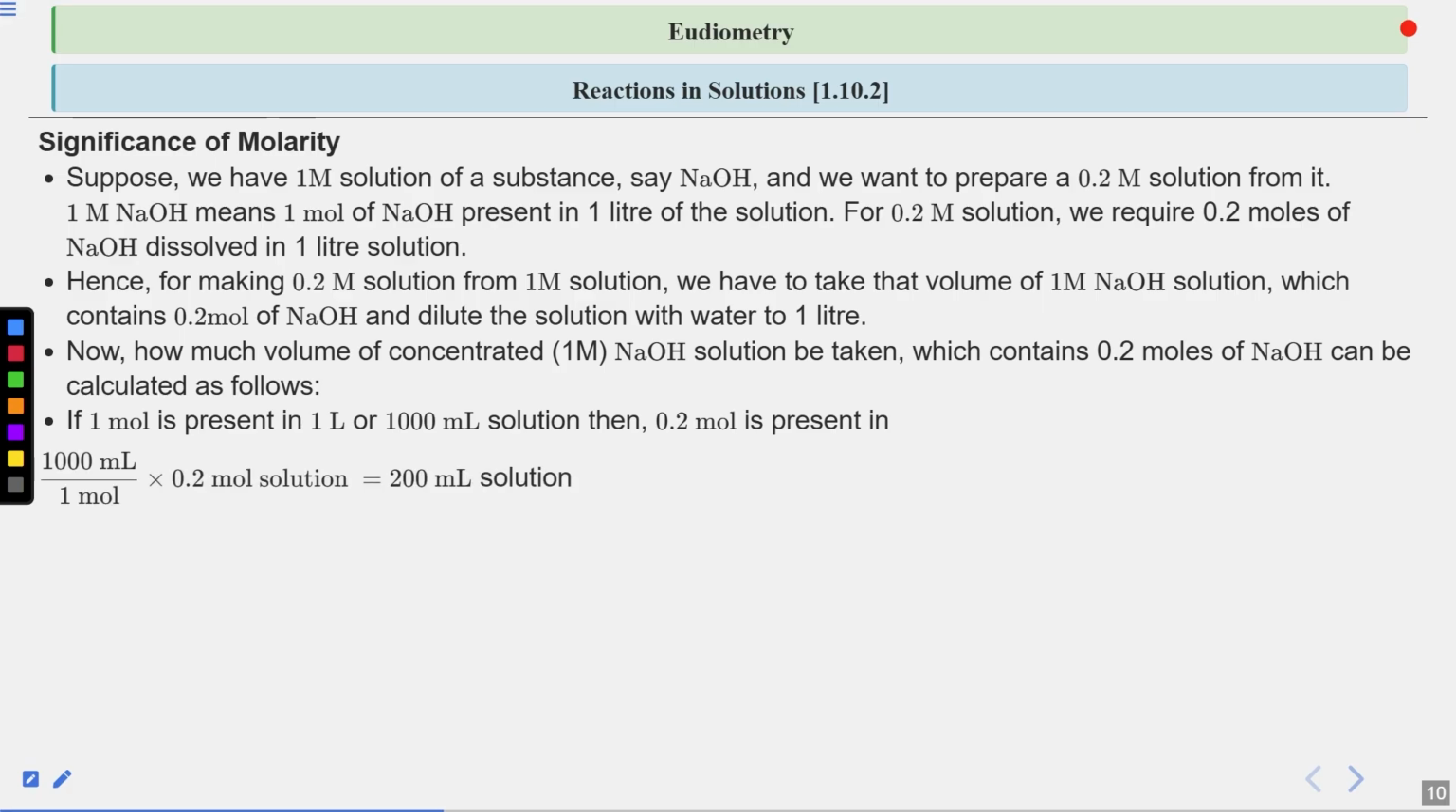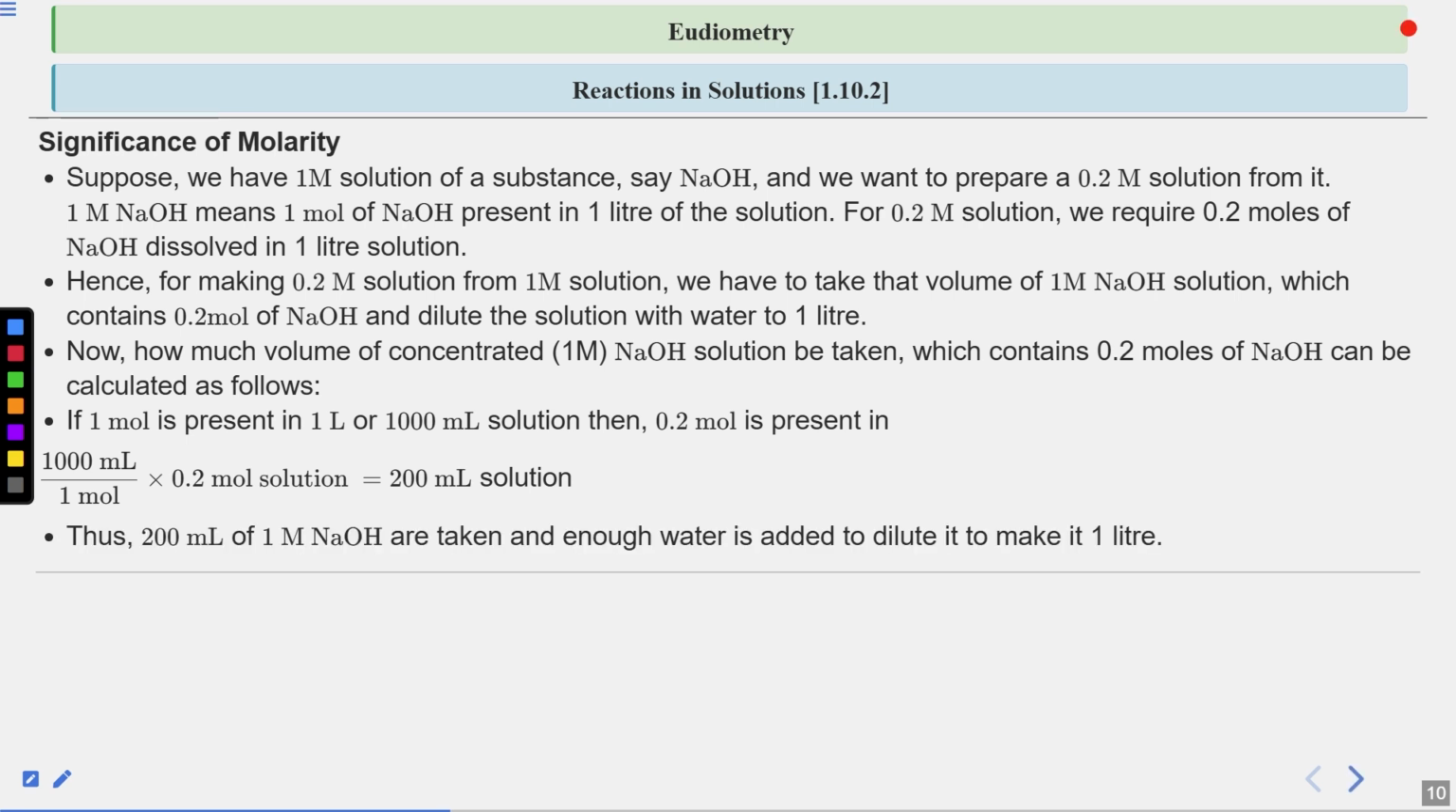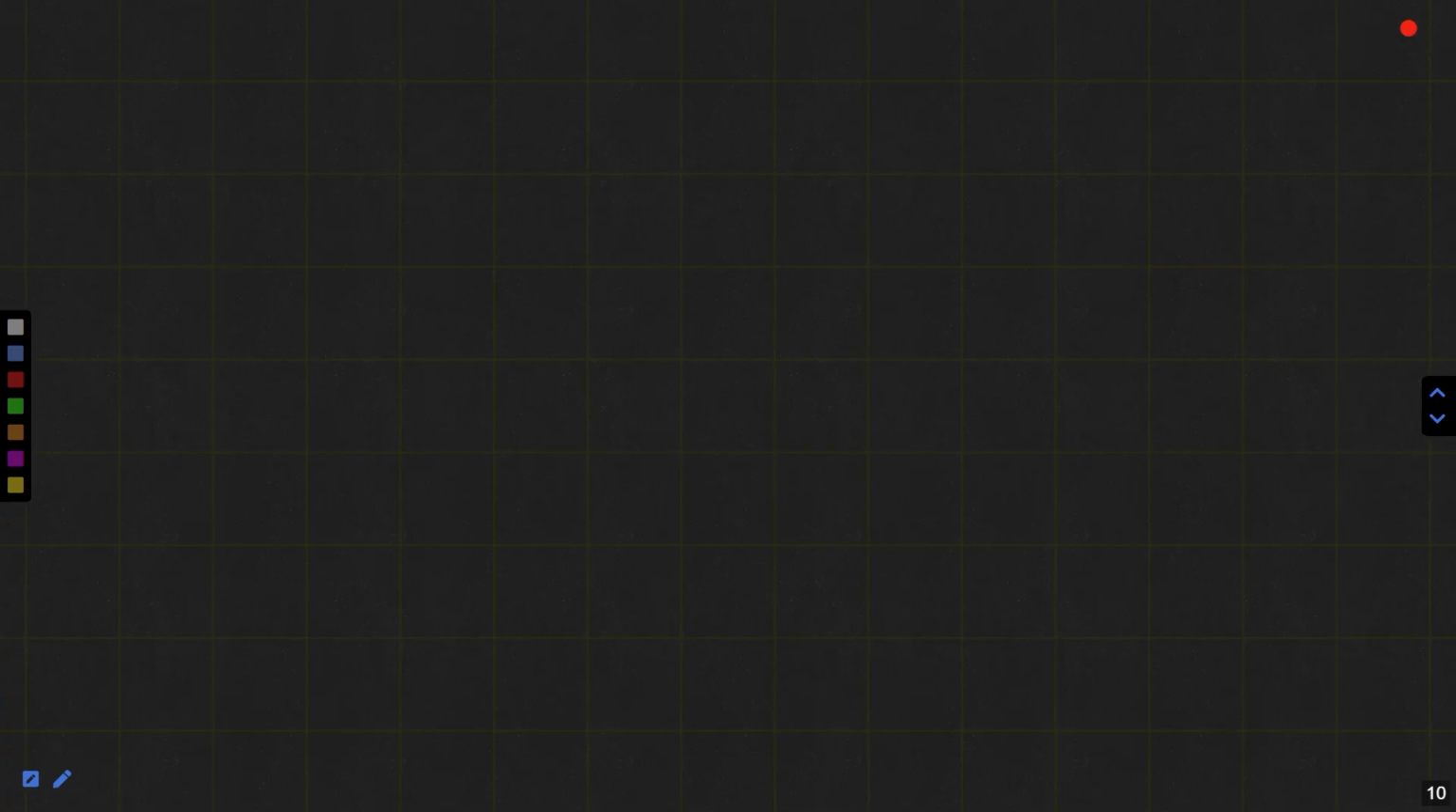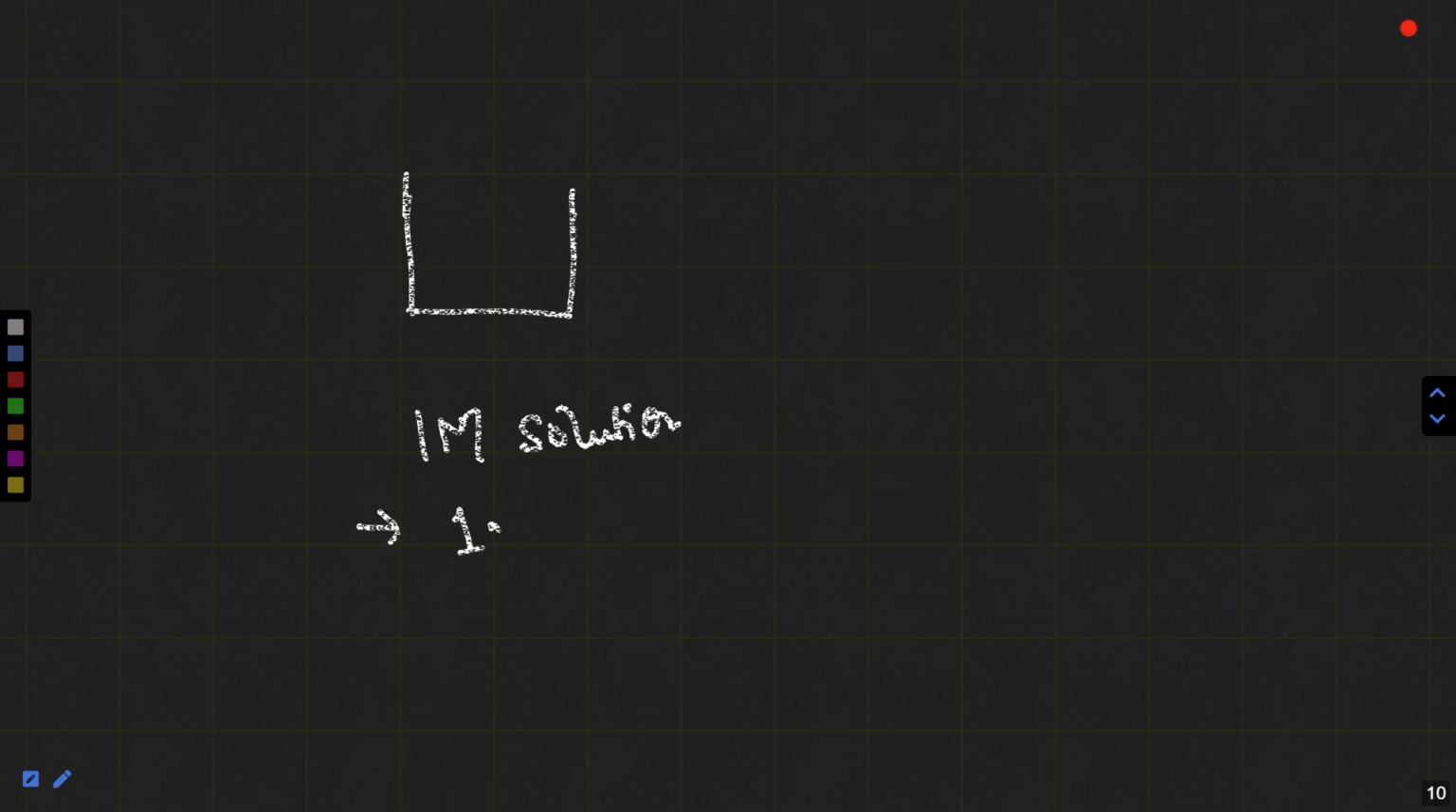Now let me make you understand. I think many of you would be facing difficulty in this, so let me do it with the help of a diagram. That would be better. Initially we have a 1 molar solution. When we say 1 molar solution, it means 1 mole is in 1 liter of solution.